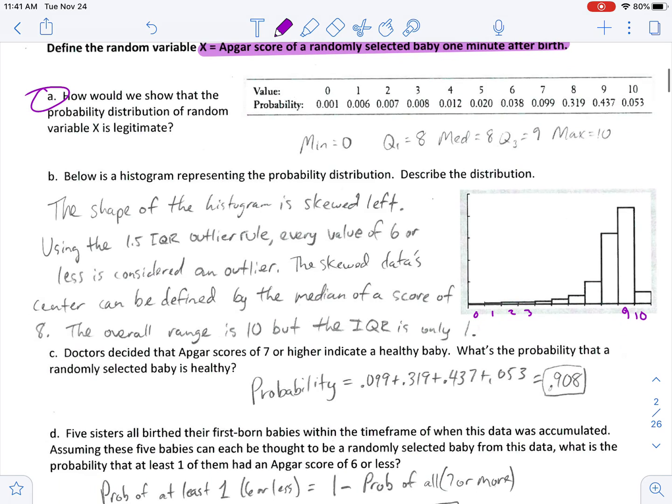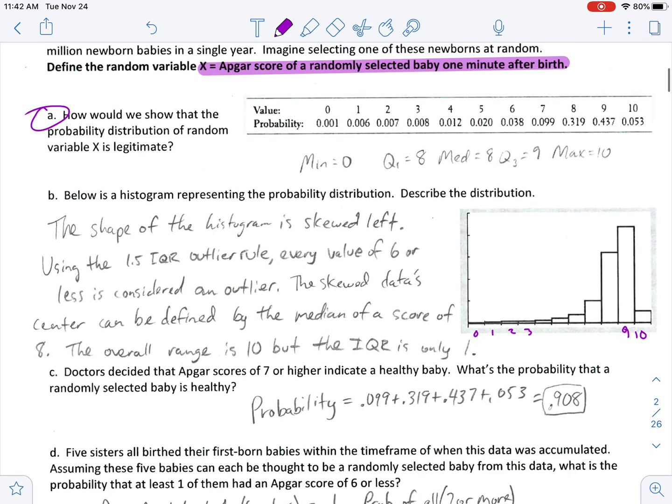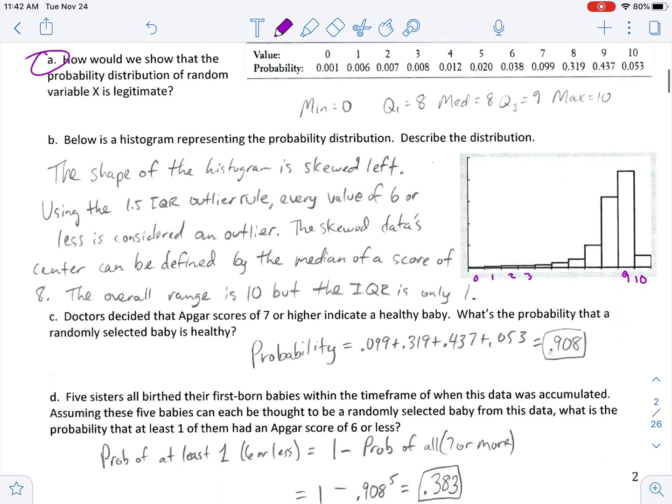Doctors decided the APGAR scores of 7 or higher indicate a healthy baby. What's the probability that a randomly selected baby is healthy? 7 or higher, that's adding these probabilities up. They're all mutually exclusive to one another. They're all independent from one another. You just add them up, okay?